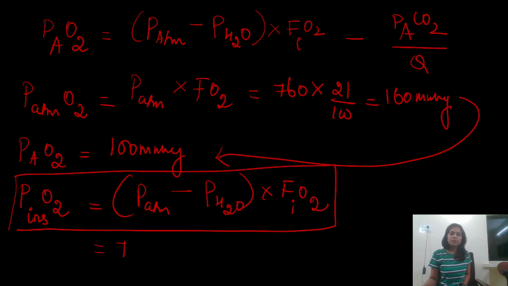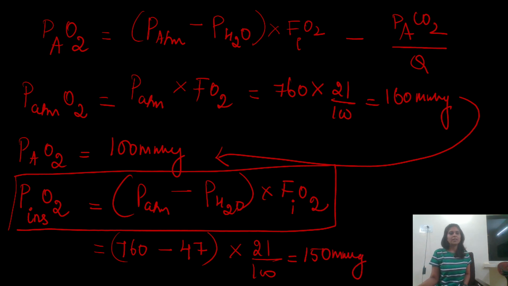And atmospheric pressure, you know already, is 760, and partial pressure of water vapor is always 47. 760 minus 47 into 21 by 100. And if you calculate it, it is 150 millimeter of mercury. So from 160 in the atmosphere, in the airways it is reduced to 150 millimeter of mercury, and you have not yet got the 100 millimeter of mercury which is expected in the alveoli. So what is the reason for the next reduction?